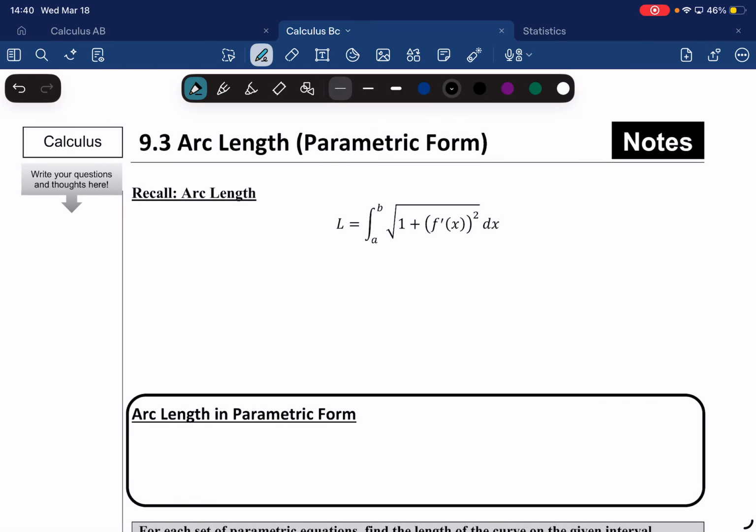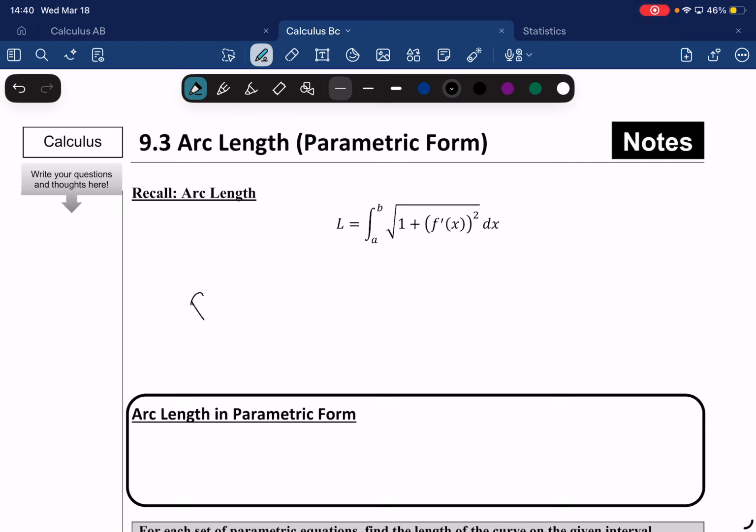Okay, so notes 9.3 is going over arc length for parametric equations. This first part says recall the formula for arc length. That was L is equal to the integral from a to b of the square root of 1 plus f prime of x squared dx. In this section, they have us go through a proof to show how this arc length can be transformed into parametric form.